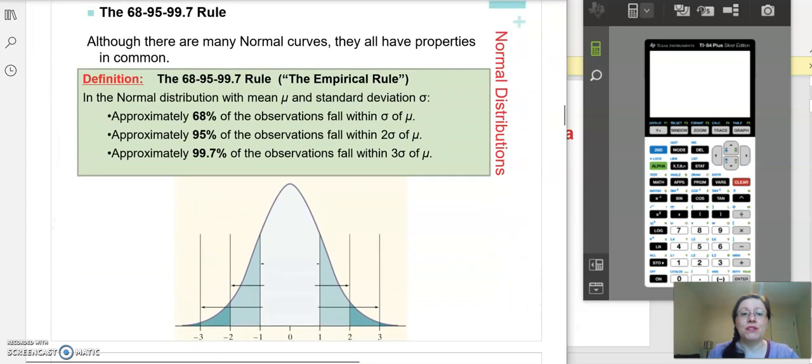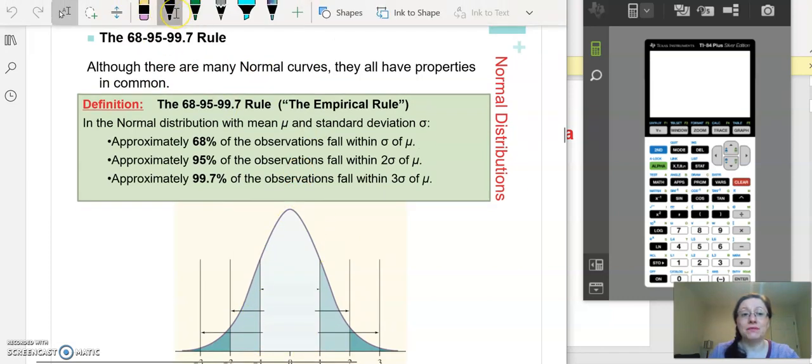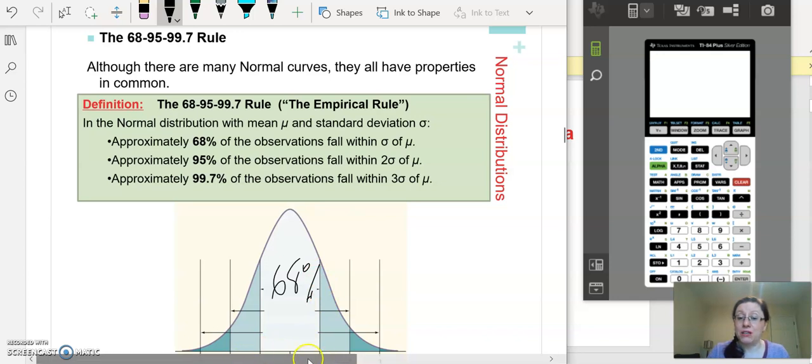So there is a clear rule, it's called the empirical rule for normal curves. 68% of the data is within one standard deviation of the mean. So it has to be within, so it's plus one standard deviation, minus one standard deviation. That's 68% of the data. Remember, 100% is under the curve. 68% of it is within one standard deviation of the mean.